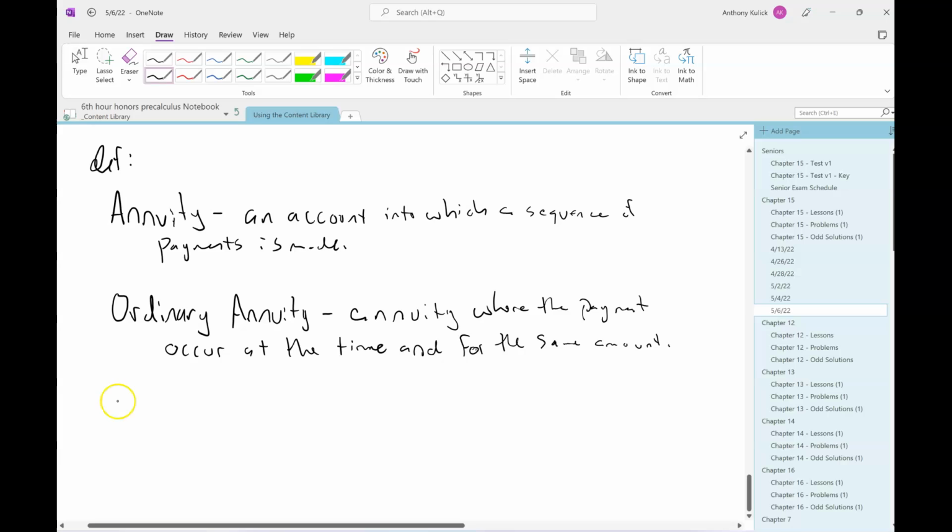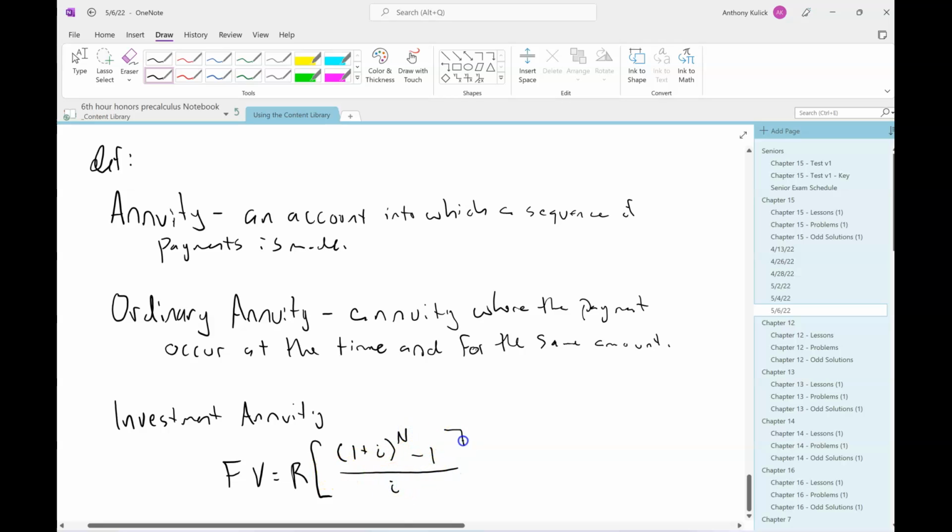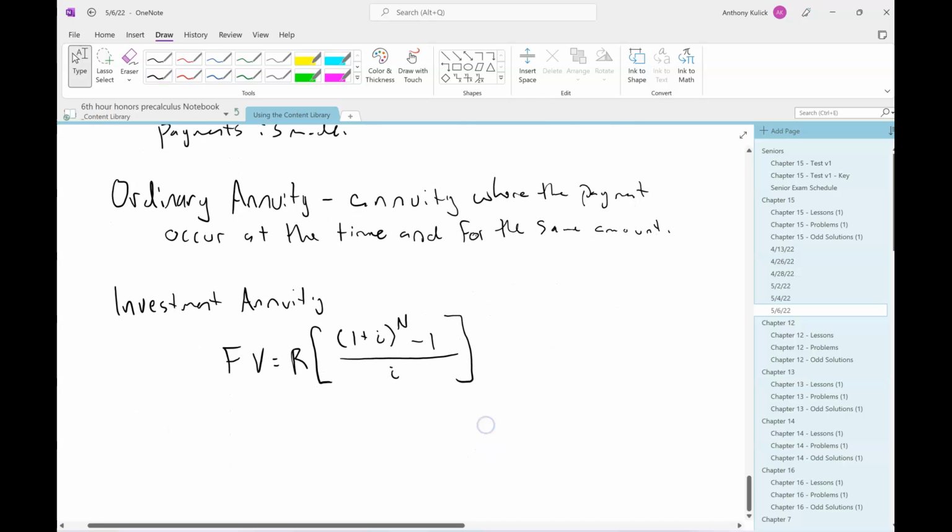So we have two different types of annuities. You have the investment annuity. So our equation for that is going to be this. FV equals R times the quantity 1 plus I to the N minus 1, all over I. So here we have three new parameters. Here we have this R, cap N, and I that are new. So let's define those.